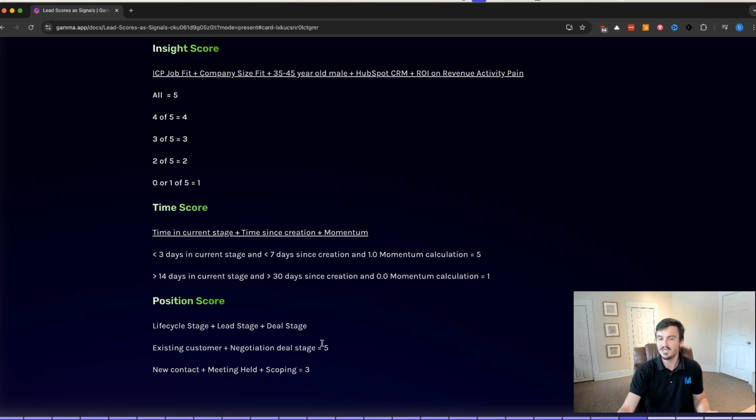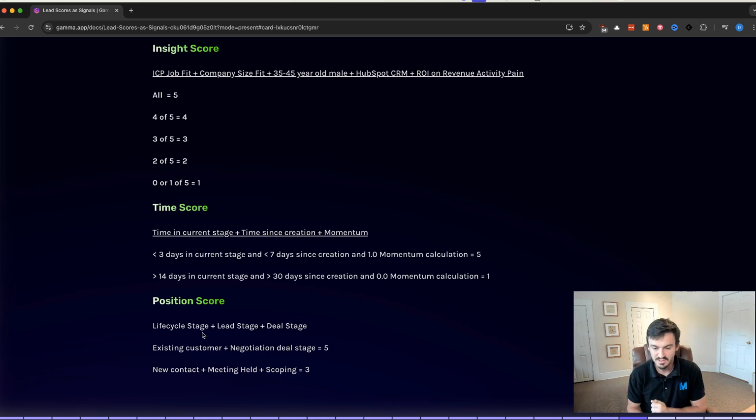Now you can have different combinations for a 5. I was just giving one example. They could still be a new customer, but they could have a deal that has a contract out. That might be a 5 as well. There could be less obvious examples that are also a 5. So it could be an existing customer interested in a specific upsell product, so they're in a specific pipeline. That could be a 5.